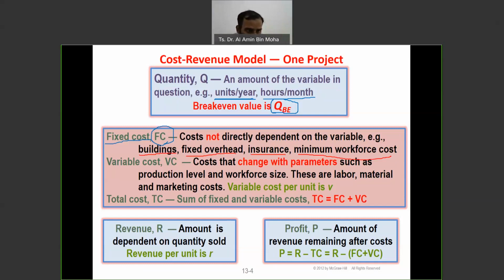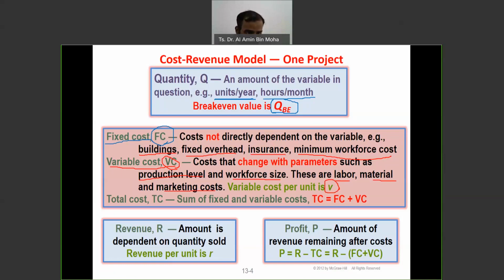Variable cost, usually VC, is cost that changes with the parameters, such as production level. Like raw material cost. If you produce 10 donuts, you may need 500 grams of flour. If you want to produce 100, you may need 25 kilograms. So the cost is changing. That's the example of variable cost. It changes with parameters such as production level and workforce size. These are labor, material, and marketing costs. Variable cost per unit is V. We use V to indicate the cost of one unit.